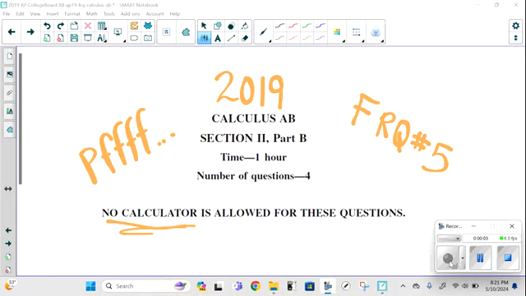Here we go. 2019 AP Calculus AB, free response question number 5. No calculator. Pfft, keep your calculator. I don't need it. You don't need it. We can't use it anyways. So let's just start the question.